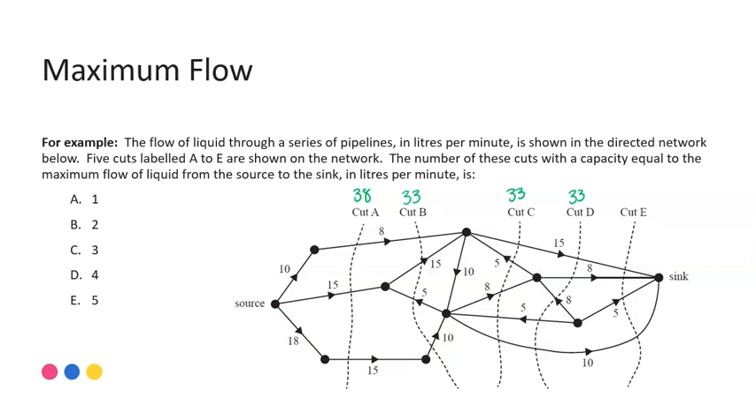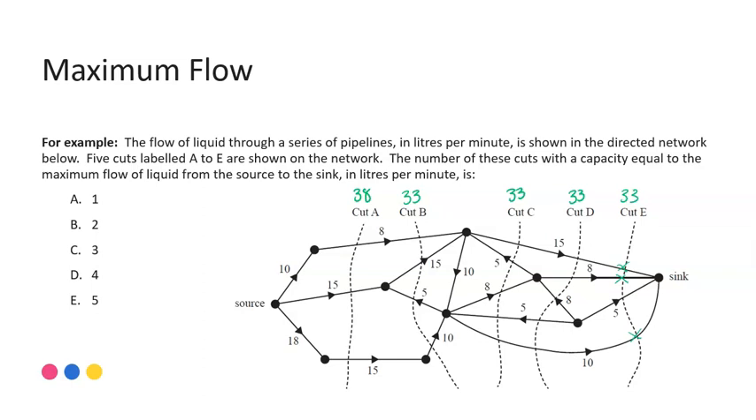Finally, cut E, 15. I can get onto that 8. I can't get onto this edge of 5 from the start, it's not possible. I get stopped, or I end up in the sink first, but I can get onto the 10. And so again, we've got 15, 10 and 8, 33.